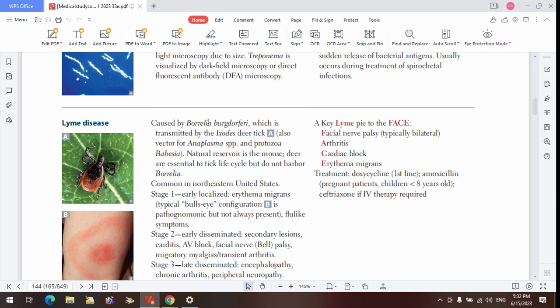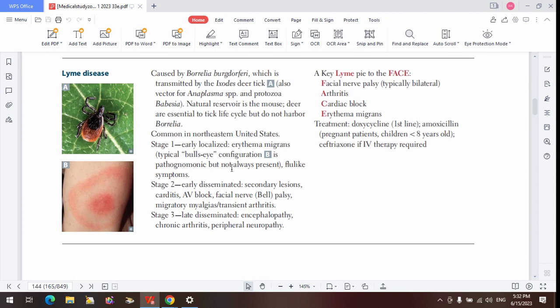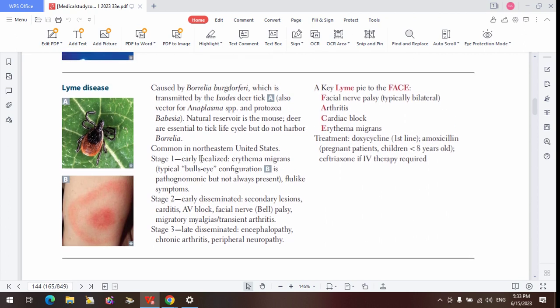Babesia can cause something that looks like malaria. Anaplasma can also cause anaplasmosis, and Borrelia can cause Lyme disease. So Borrelia, Anaplasma, Babesia: BAB. All of them can be transmitted by this Ixodes tick. But we are looking at Borrelia for now. It's common in the northeastern United States. Some of us are knowing some of that epidemiological stuff, but paying attention to the presentation is more important.